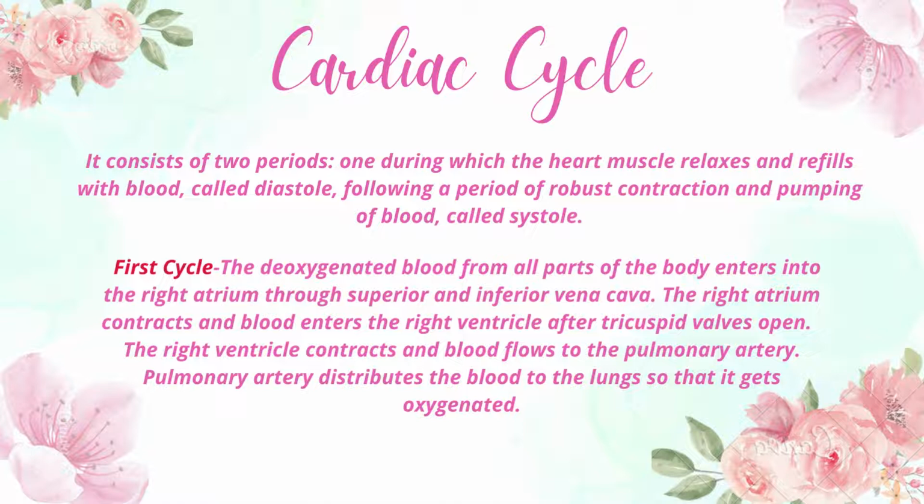First cycle, the deoxygenated blood from all parts of the body enters in the right atrium through superior and inferior vena cava. The right atrium contracts and blood enters the right ventricle after the tricuspid valves open. The right ventricle contracts and blood flows to the pulmonary artery. Pulmonary artery distributes the blood to the lungs so that it gets oxygenated. After the tricuspid valves open, they get closed automatically after delivering the blood to the right ventricle so that there is no backflow of the blood.